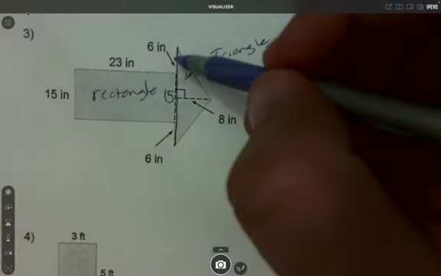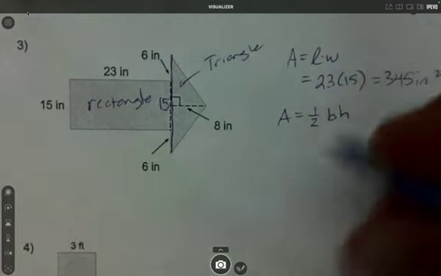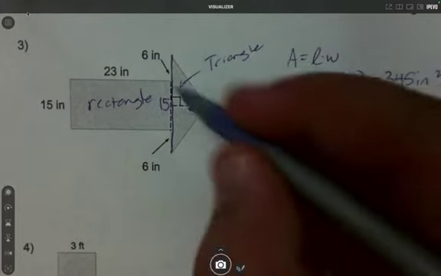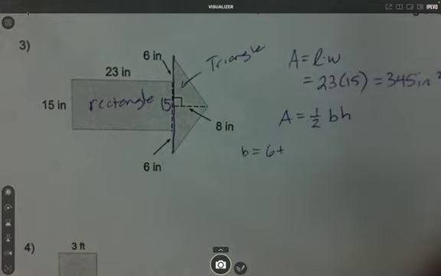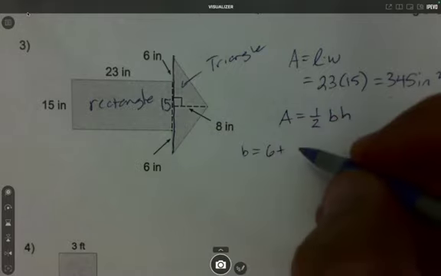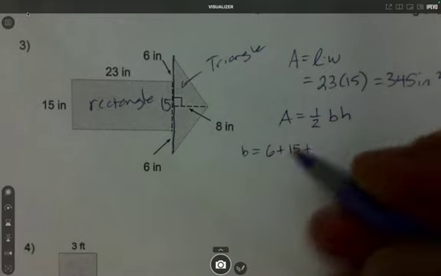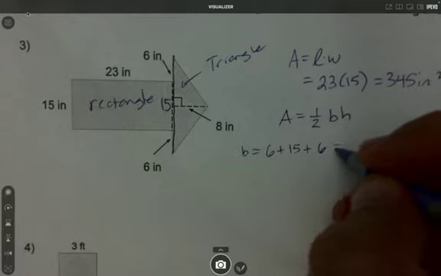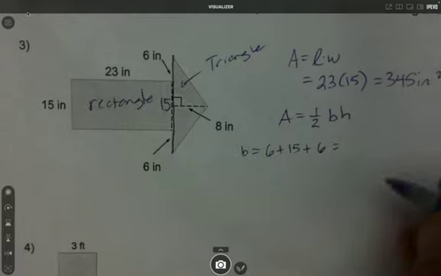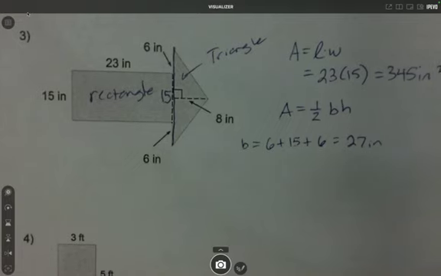So if we add all three of those together, then our base is 6 plus 15 plus 6. So that's a total of 27 inches. So that's where we had to do some adding in order to figure out the dimension they didn't give us clearly. They gave us all the information to find it, but they just didn't tell us, hey, the base is this.